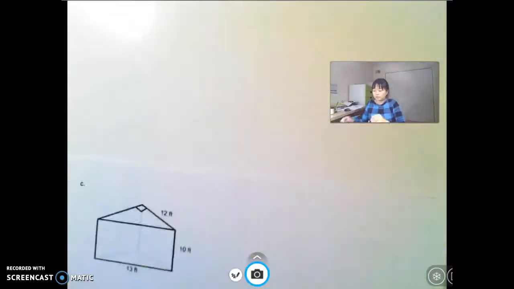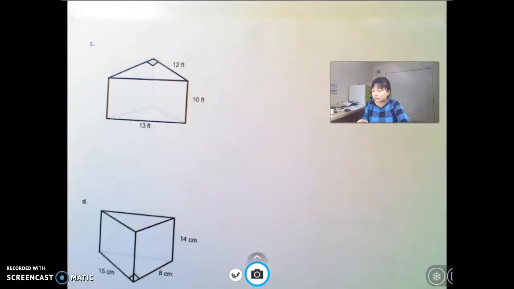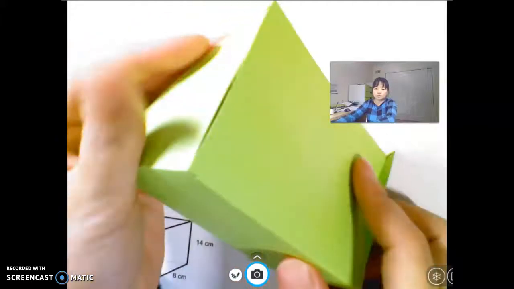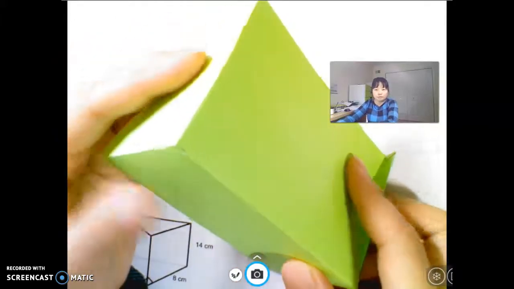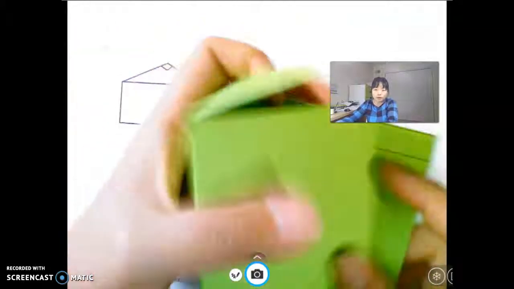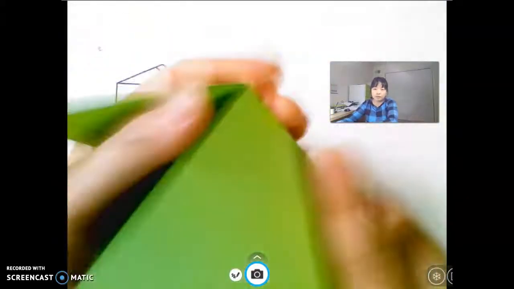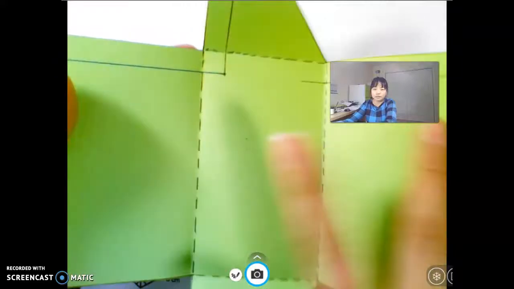What about triangular prism? So I made a triangular prism myself, and I'll show you in class. But that's a triangle shape. It's a prism. If you open it up, you're gonna have a triangle, and there will be 3 sides that are rectangular shape.